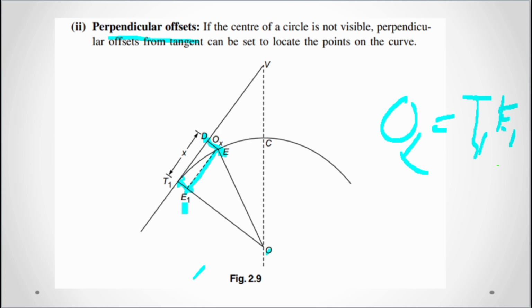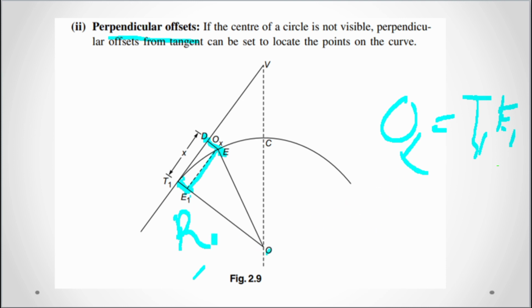So this is the distance, and in order for us to find the offset x here, from T1 to the center of the circle, that is the radius. So in order for me to find the remaining distance here, I'll have to subtract the offset. So the distance of T1 to E will be subtracted.